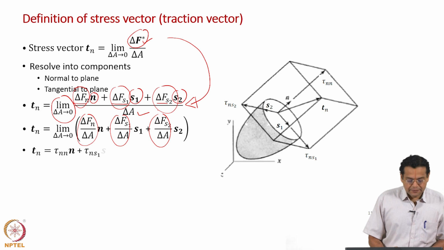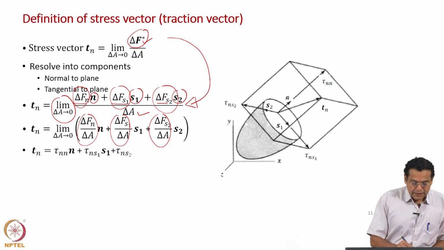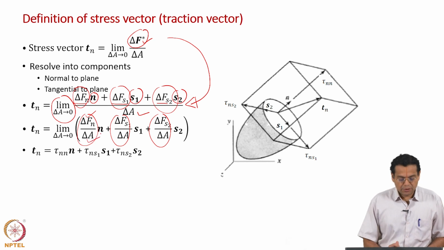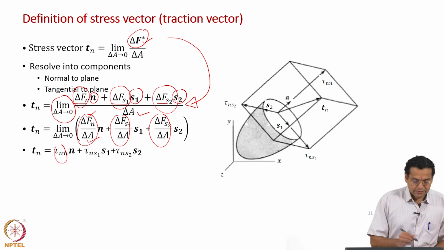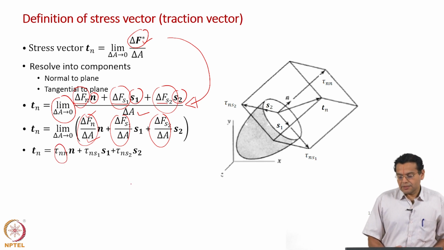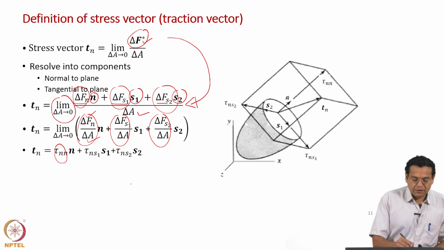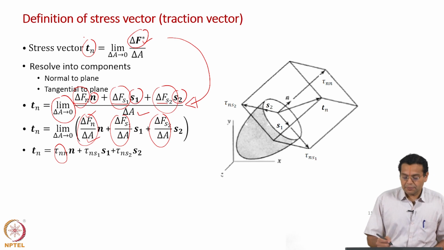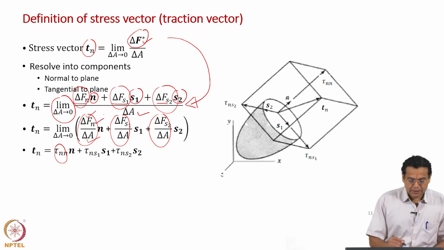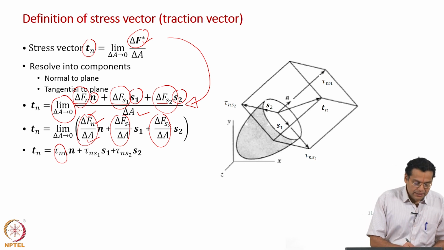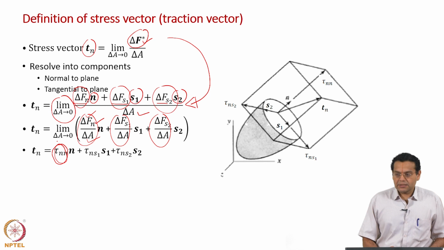Now we will define this incremental normal force divided by area, as the area tends to 0, as the normal stress. Why is it normal stress? Because that is acting normal to the plane. So this is the definition of stress vector, because we have split into components. This term, the incremental normal force or the normal component of the resultant force, we want to be very specific, divided by area as the area tends to 0, is denoted as tau nn, which is normal stress.